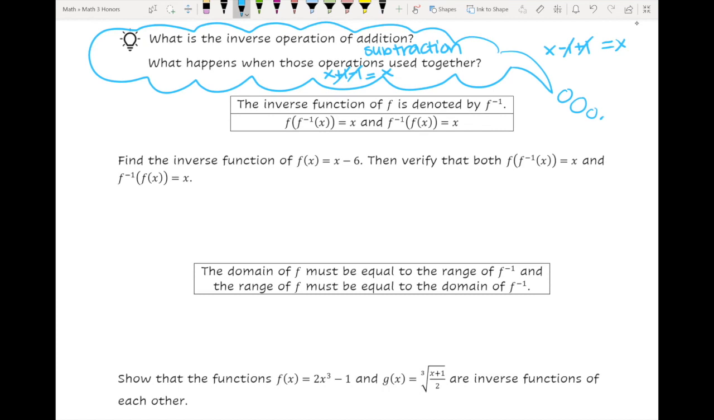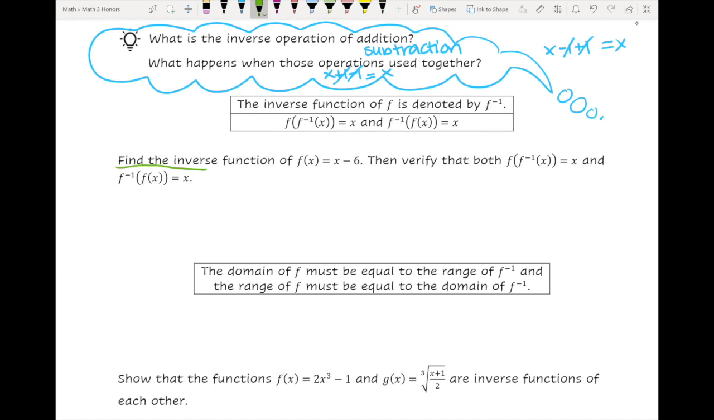It says the inverse function of f is denoted by this f inverse. It's like f to a negative 1 exponent. It means it's f inverse. f of f inverse of x equals x. It's like your inverses undid each other and you just have the x left, which is the same as what happened up here. And even if you do it in the opposite direction, if I have f inverse of f, again, they undo each other, I just have the x left. Let's see if we can apply this to this problem.